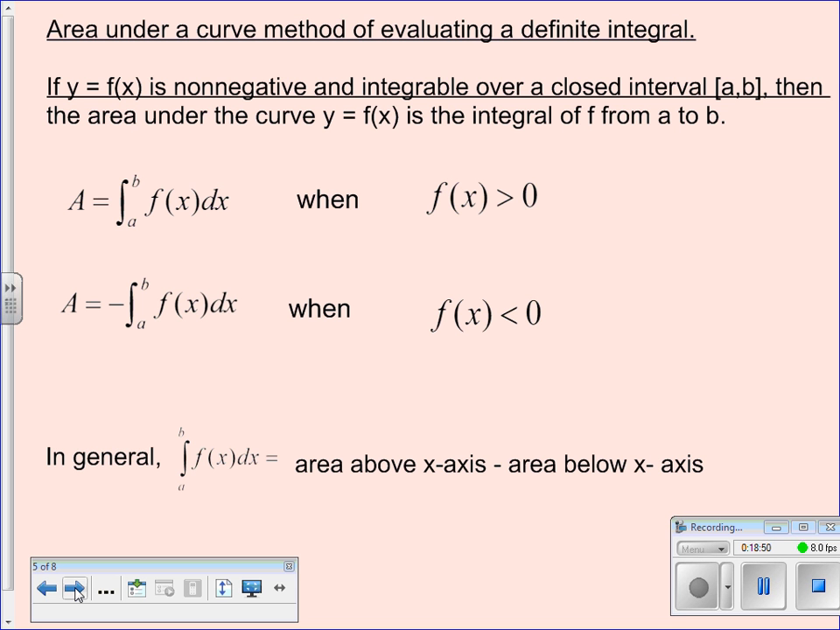Area under the curve, evaluating it out. Area under a curve method of evaluating a definite integral. If y equals f of x is non-negative and integrable, which is much harder to say than differentiable, over a closed interval from a to b, then the area under the curve y equals f of x is the integral of f from a to b.